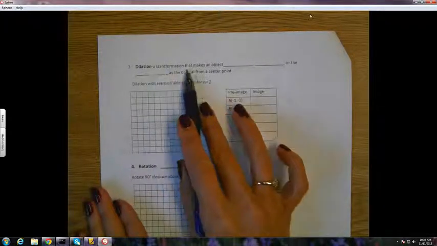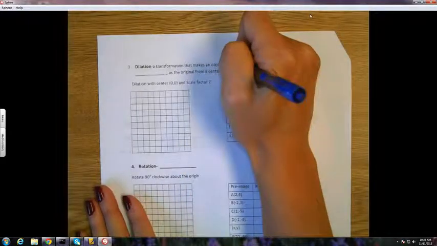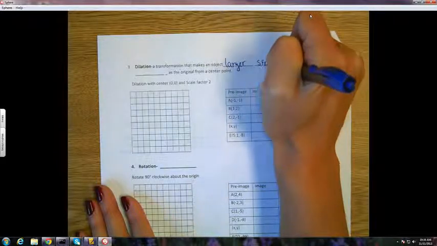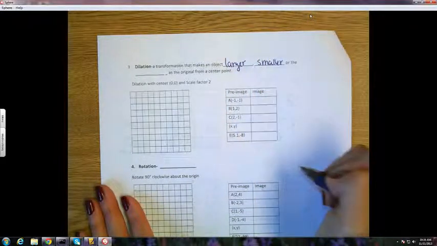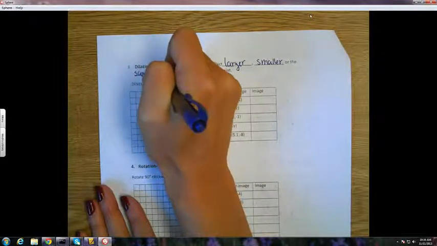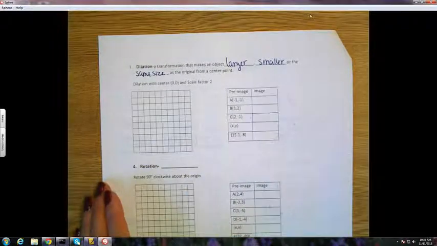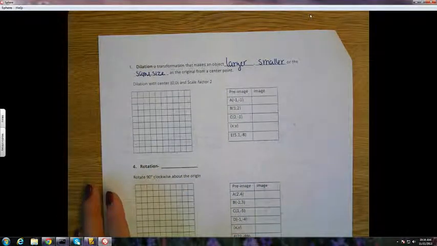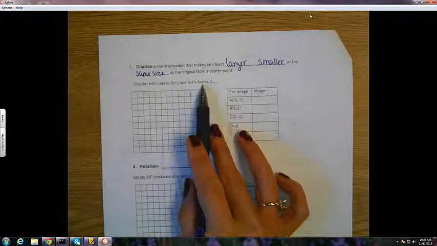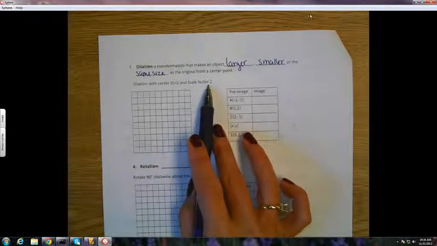So you've got a dilation where they dilate your pupil and make it really big so they can see inside there. But a dilation is a transformation that makes an object larger, smaller, or it might keep it the same size as the original from a center point. So your eyes dilate from the center of your pupil out. Okay, we're going to look at a dilation with the center at the origin and a scale factor 2. That means everything's going to get 2 times bigger.